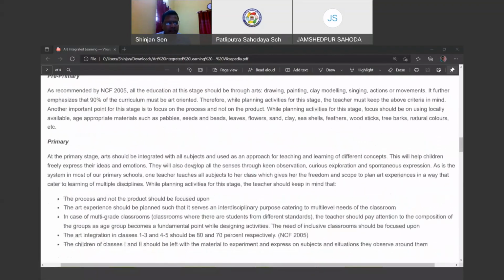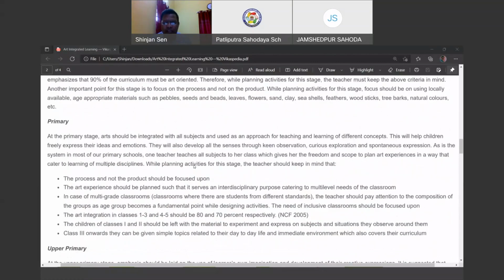Okay, at the primary stage, art should be integrated with all subjects, as we have already said, and should be used as an approach for teaching and learning of different concepts. This will help children to freely express their ideas and emotions. This will also help all senses through keen observation, because now the children will start observing. They will start observing very keenly.